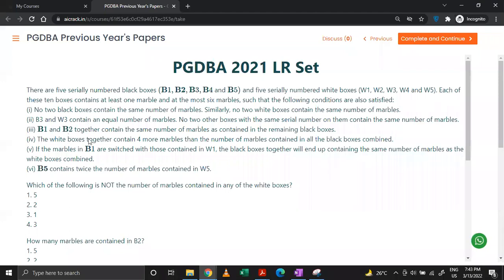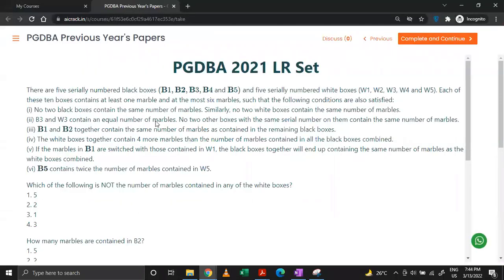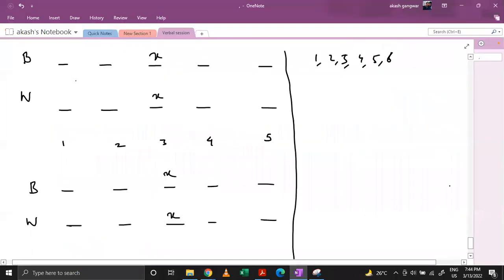B3 and W3 contain an equal number of marbles. No two other boxes with the same serial number on them contain the same number of marbles. So basically, B3 and W3 have the same number of marbles, and no other pair with the same serial number does. This was the case for just serial number 3. If we have serial number 2, then it won't be possible to have the same number of marbles in both these boxes. If this is 2 or 4 or 5, it's possible only for 3.